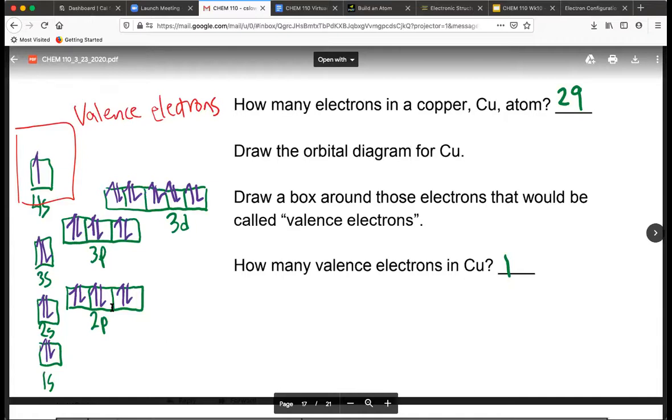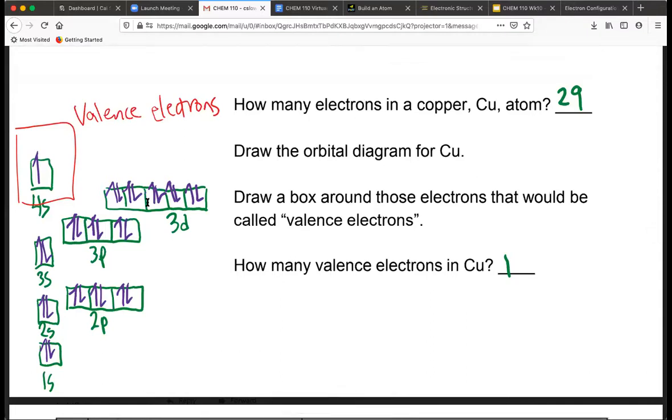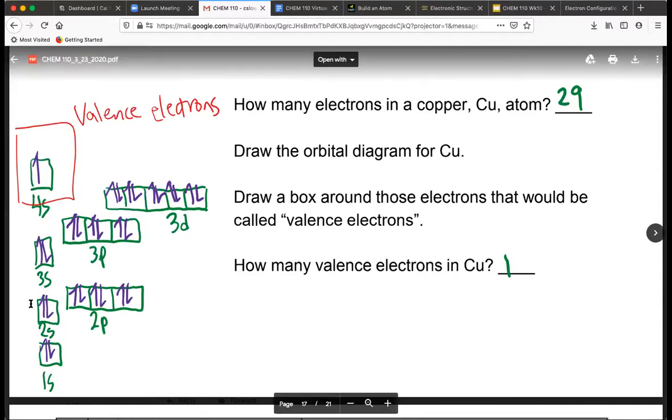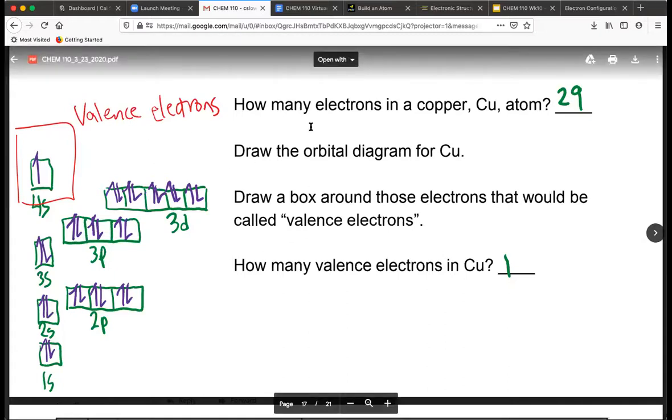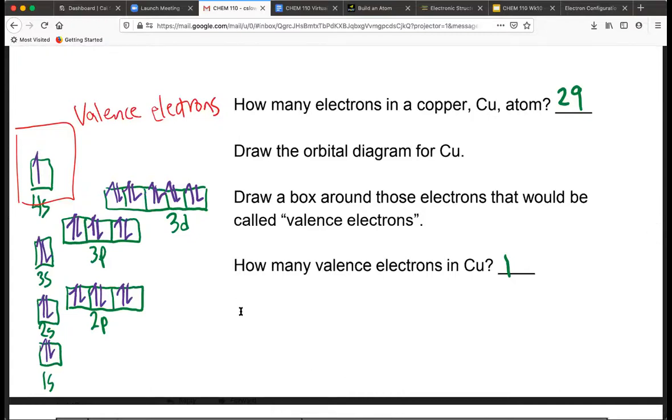So if we're thinking about our transition metals, part of the reason we have this rule is that this electron configuration makes copper just a little bit more stable, and stability really drives everything that we do in chemistry. So there's the exception to the rule for copper.